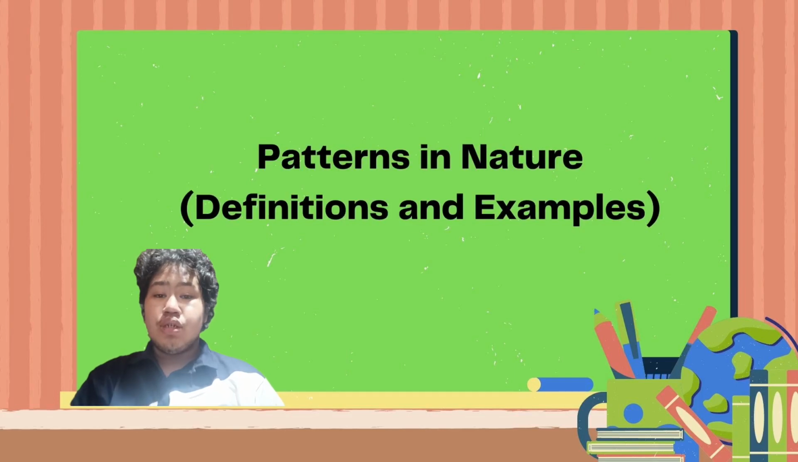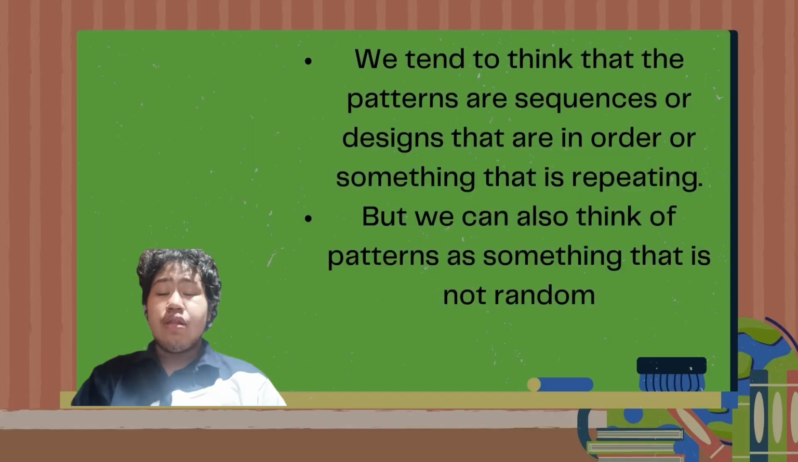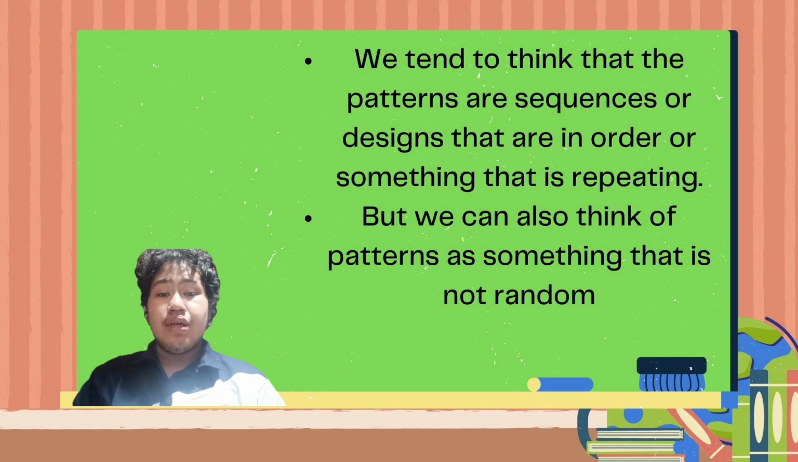Patterns in nature, definitions and examples. There are a lot of things that we can see around us, from small particles that we can only see with the use of a microscope, to gigantic things that are far from us, so we need to use telescopes, from simple to complex, bright to dark, and big and small.